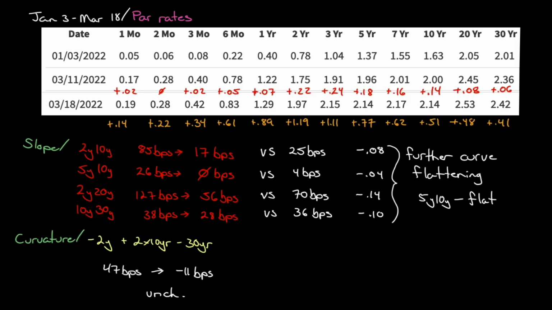Let's start with our yield curve, our par rates on the screen here from January to March. Here is the total change in rates. You can see they're all increased. Look at the 2-year, up 119 basis points since the beginning of the year, almost a 2% 2-year. The 3-year up 111 basis points. The 10-year over 2%, 2.14. And the 30-year at 2.42.